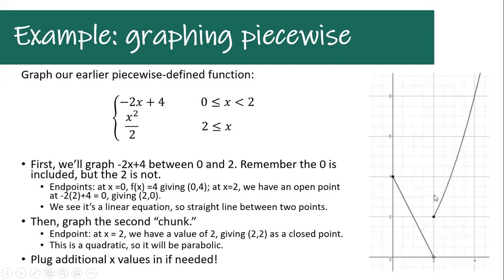And this is what we see. Right here is our first chunk. So from x equals 0 to x equals 2, it follows that negative 2x plus 4. And then starting at 2, remember this open hole right here. So starting at x equals 2, it comes up to here and it follows that x squared over 2 rule. So it follows this parabola shape.